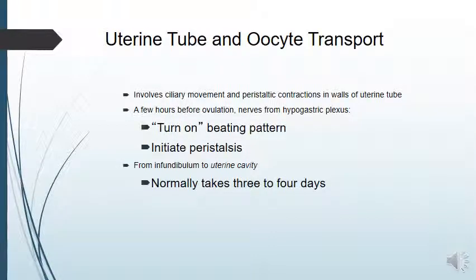Now, in order to move that zygote down to the uterus, it involves ciliary movement and peristaltic contractions in the walls of the uterine tube. In fact, a few hours before ovulation, the hypogastric plexus nerves turn on a beating pattern, and what this does is it initiates peristalsis. It normally takes about 3 to 4 days for the zygote to reach the uterus.